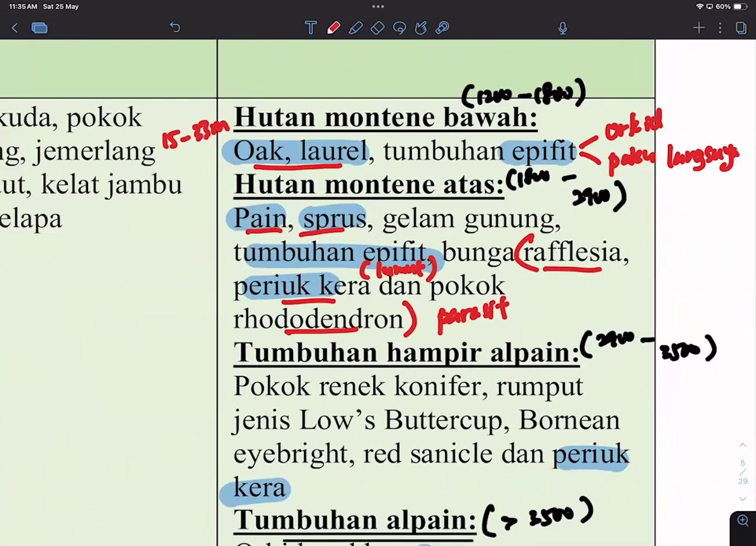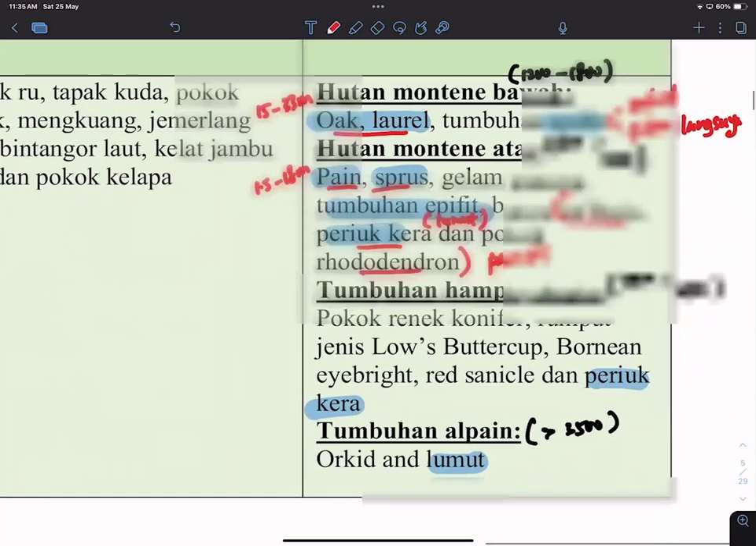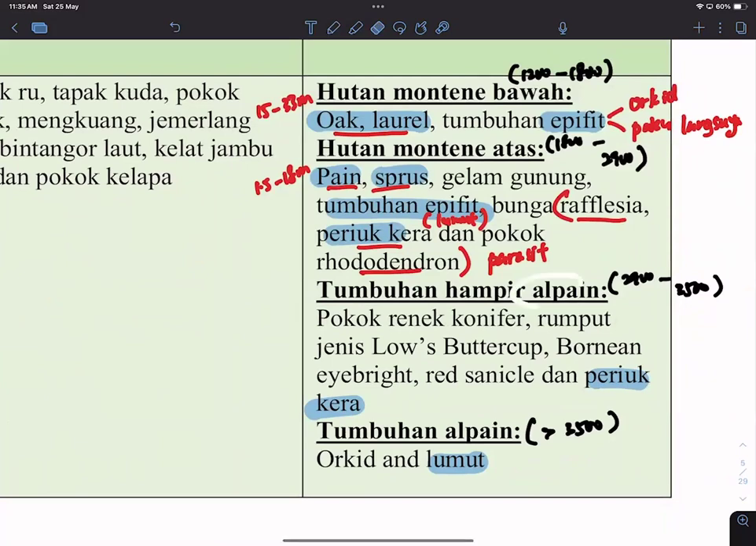For pokok yang rendah, right? So it's no longer 15, it's 1.5 to 18 meter. 1.5 to 18. Very good. Okay, so for the tumbuhan pantut, this is pantut, right? So pantut, we do need to memorize. For the hampir alpine and then alpine, there is no more height. But we can try to refer from the Pura Kera.